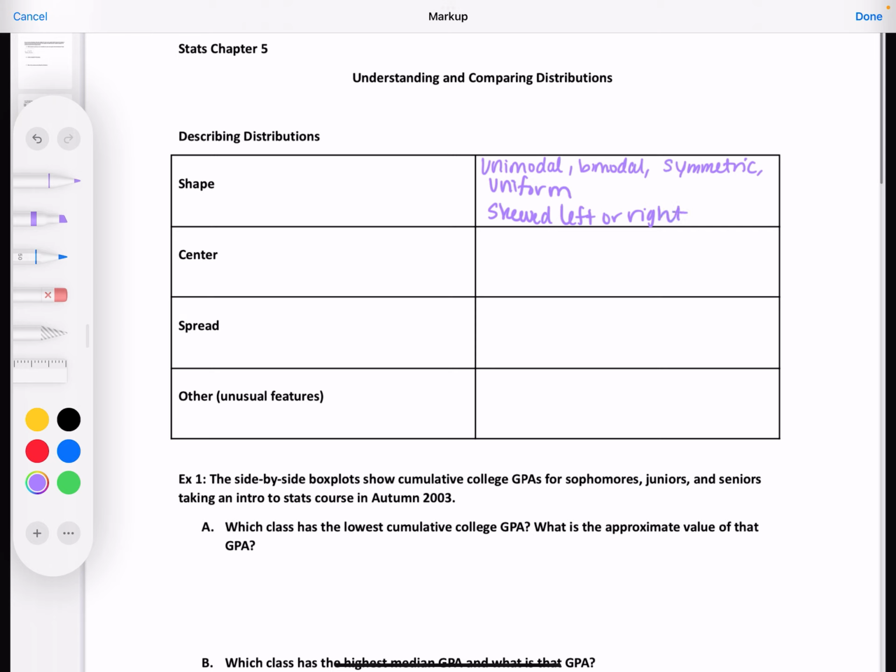As far as the center, what are the two things that we use for center? The mean and the median. Mean or median. When do we use mean? Okay, when it is symmetric and unimodal. What about median? Skewed, or if it is multimodal.